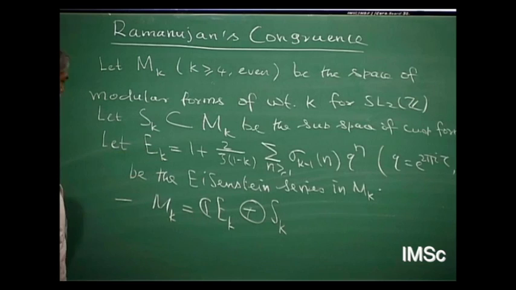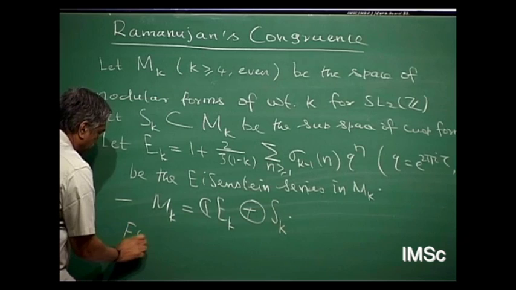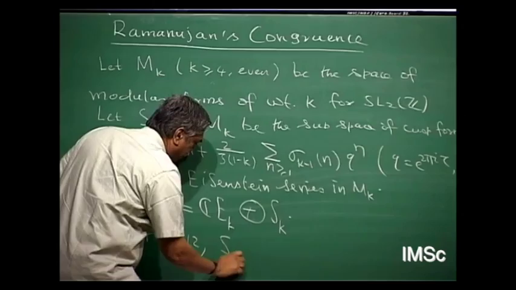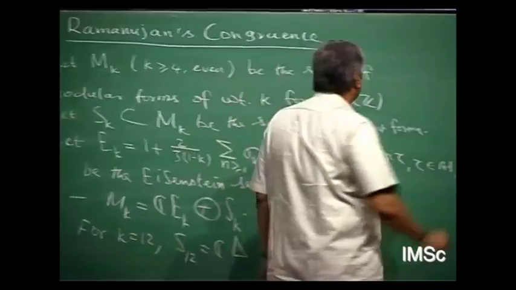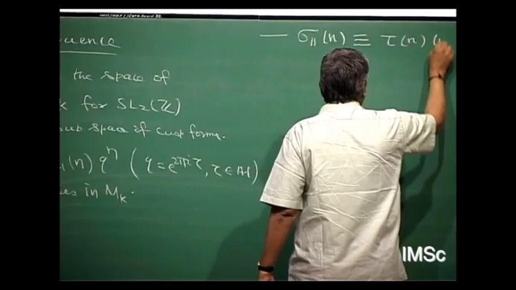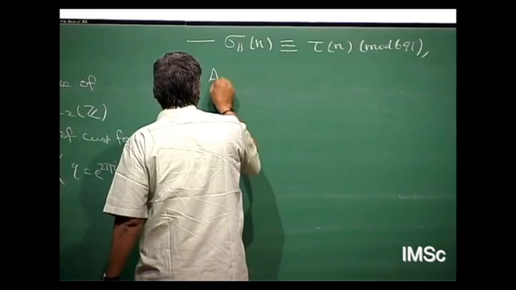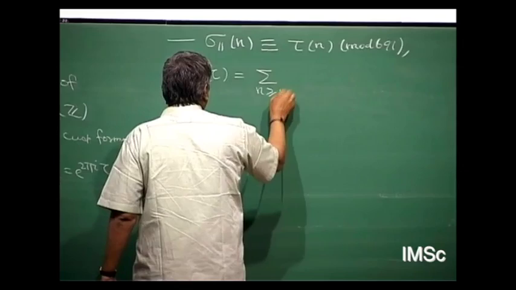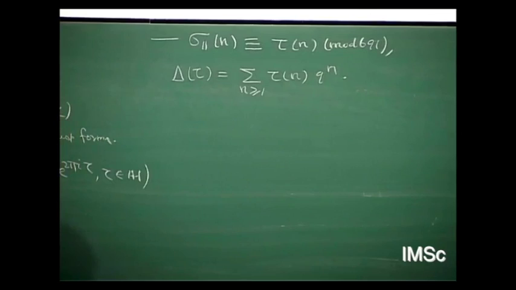For k equal to 12, S_12 is also one-dimensional, spanned by the Ramanujan Delta. And in this case, Ramanujan proved his congruence mod 691. Note that Delta is the sum of tau(n) q^n. The idea of this talk is how to generalize this.